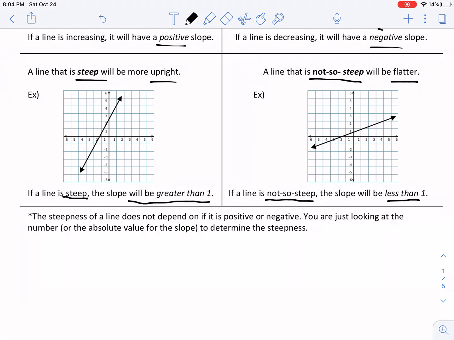Keep in mind, we're talking about the absolute value here of the 1. So we might be talking about a fraction like 1/2. However, there could be a slope like -3, which would be a really steep slope. The steepness of a line does not depend on whether it's positive or negative. You're just looking at the number, so don't worry about its sign. If it's greater than 1, it's going to be more steep. If it's less than 1, then it's going to be less steep, or flatter.